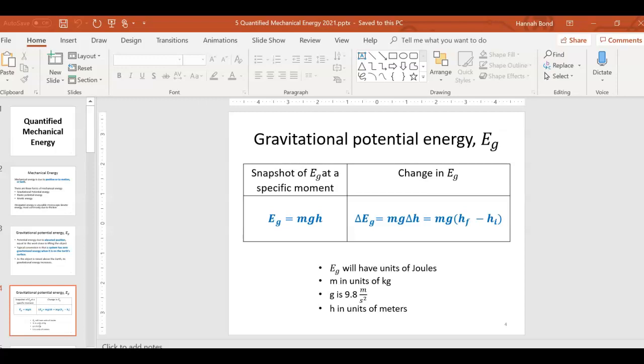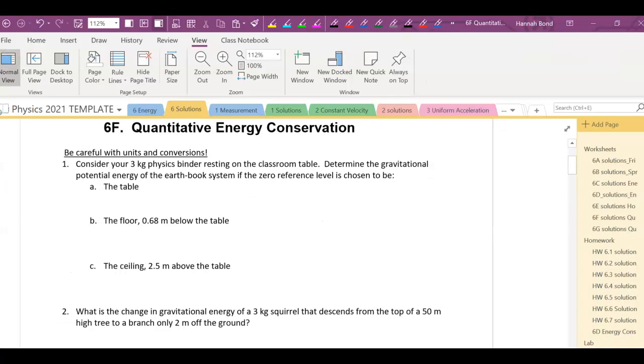Let's go calculate a couple of types of gravitational potential energy. So I'm going to worksheet 6F. I'm going to look at problem 1 here, where we're talking about a physics binder that has a mass of 3 kilograms sitting on a classroom table. That is the situation. So we're going to determine Eg for different positions of the zero reference level.